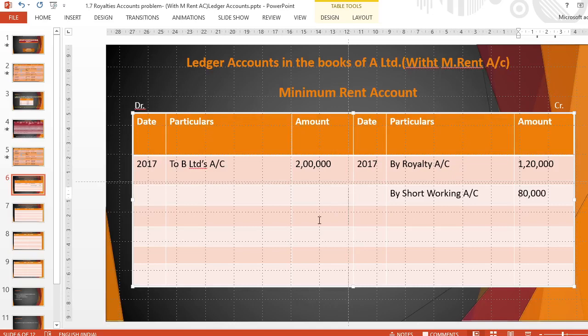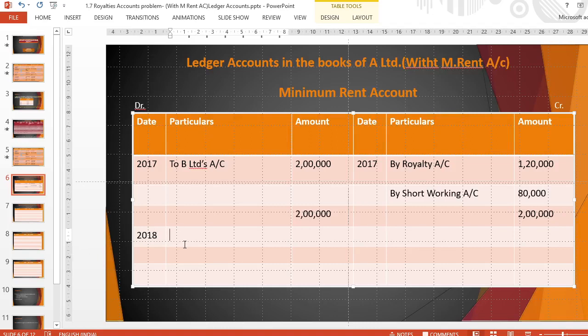So only 2 transactions to minimum rent account. We have passed both entries. So I'll close the books of accounts for the year 2017. Debit side 2 lakh and credit side 2 lakh. After that, I'll prepare the entries for 2018. As for 2018, the same two transactions repeat.